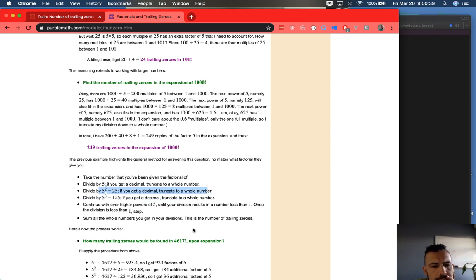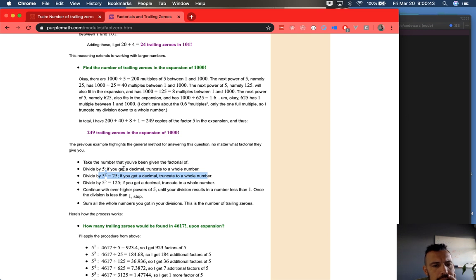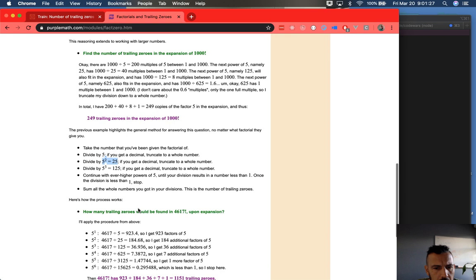Wait, okay, so it says I think we're on the right path. Take the number, divide by 5 and truncate, which is 4. And then kind of recursively divide. Oh. Okay, so we need to also calculate. We can't just do 5. We need to walk up until our division result is a number less than 1. Okay, so we have 923 factors.